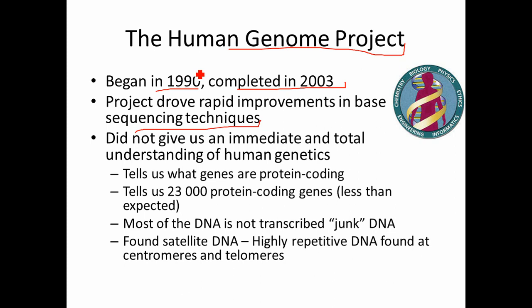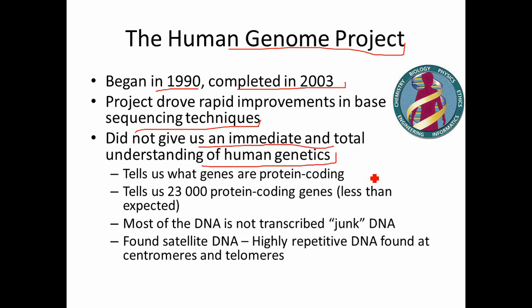The project drove rapid improvements in base sequencing techniques. When it first started, the techniques for sequencing the letters in a genome weren't very good. It took a lot of labor and a lot of effort, but towards the end, how quickly they could sequence those letters rapidly improved. So the Human Genome Project, while it did give us a sequence of a human genome, did not give us an immediate and total understanding of human genetics.